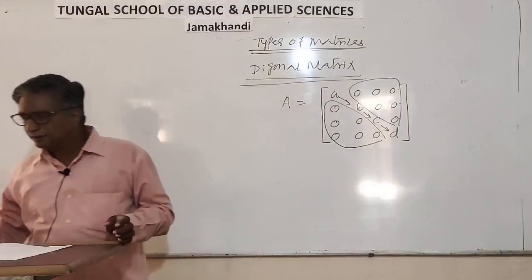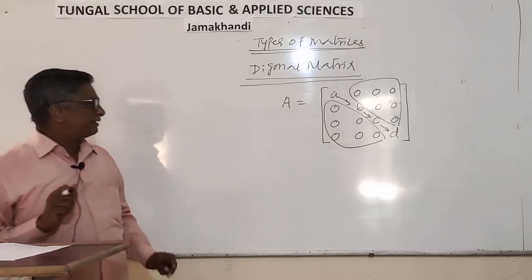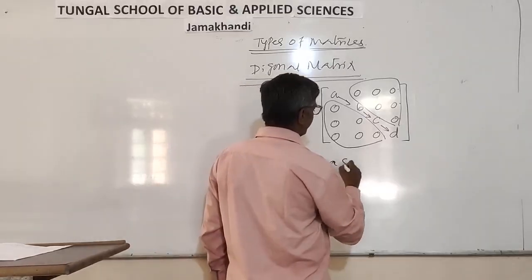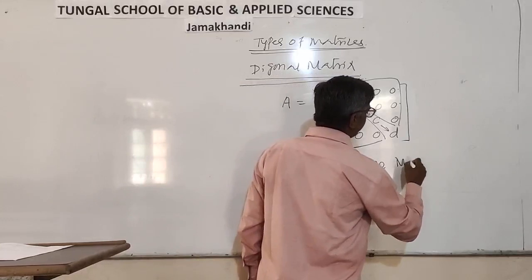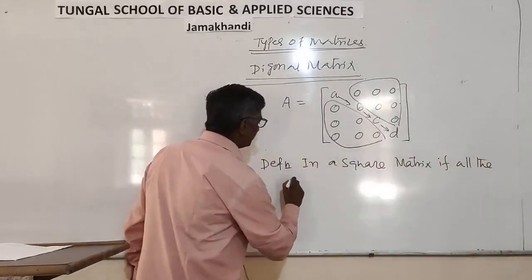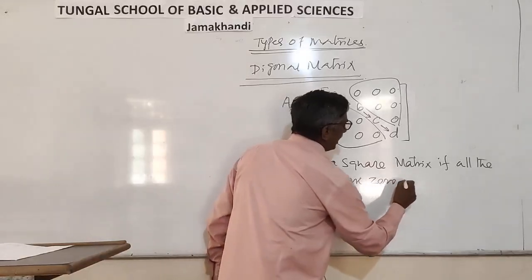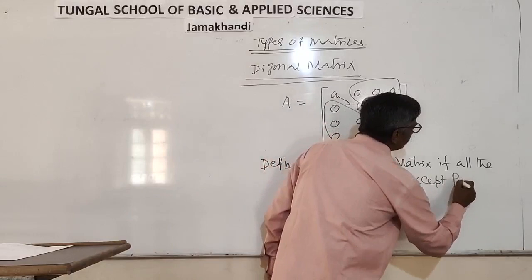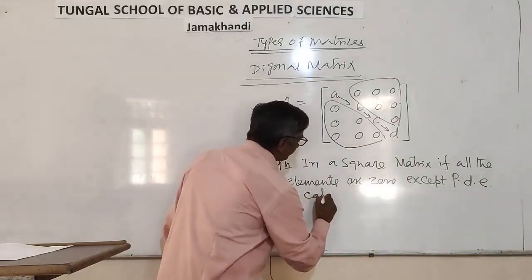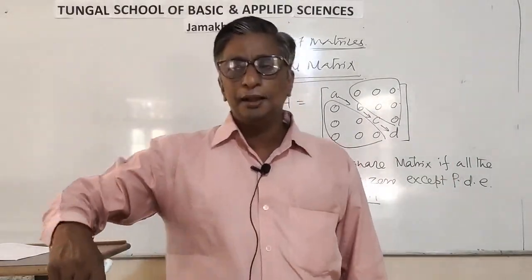If you want the definition: in a square matrix, if all the elements are 0 except the principal diagonal elements, it is called a diagonal matrix.